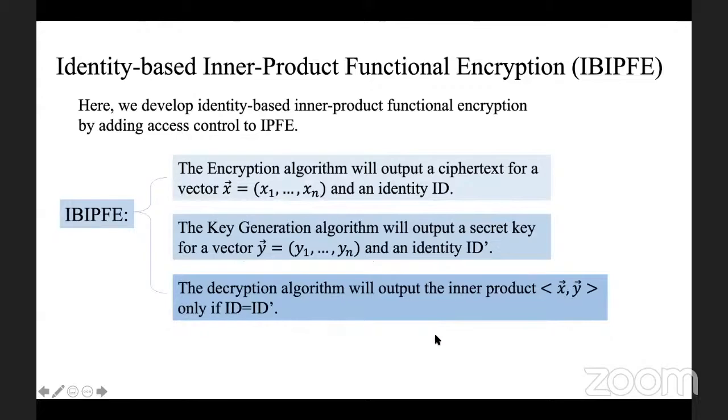So here we develop identity-based inner product functional encryption by adding access control to IPFE. In an IBIPFE scheme, the encryption algorithm will output a ciphertext for a vector X and an identity ID. The key generation algorithm will output a secret key for a vector Y and an identity ID prime. Finally, the decryption algorithm will output the inner product value of vectors X and Y only if ID is equal to ID prime.